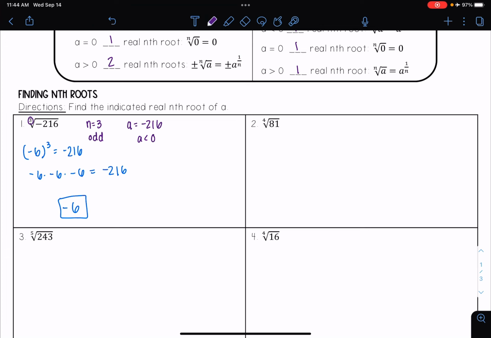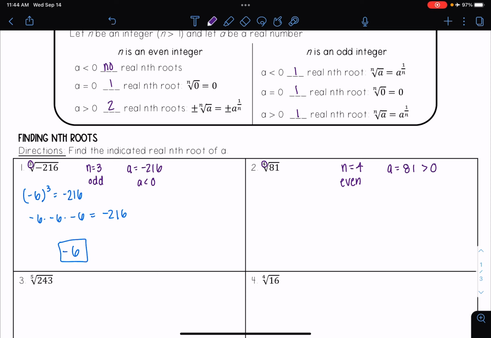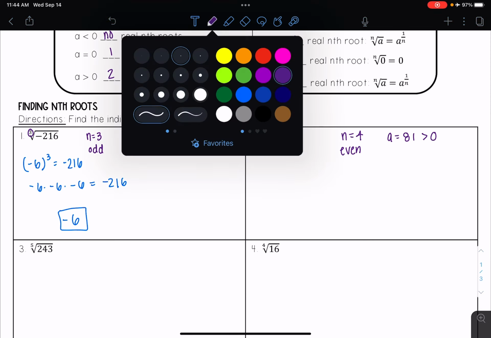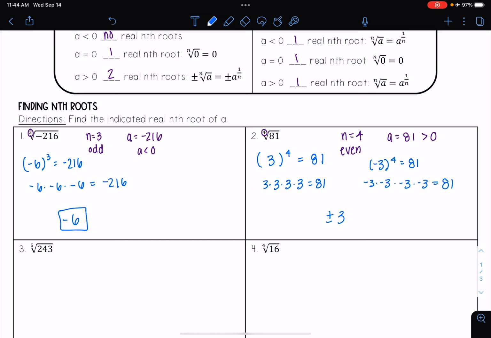Looking at this next one, I see my index here is 4, so n equals 4, which is even. And my a here is equal to 81, which is greater than 0. Looking at my table above, n is even, a is greater than 0, so I know I'm going to have two real nth roots, so I need to put that plus or minus in the front. Here I need to think, what number to the 4th power gets me 81? Well, I see that 3 to the 4th gets me 81, because 3 times 3 times 3 times 3 is equal to 81. And I also see that negative 3 to the 4th gets me 81, because negative 3 times negative 3 times negative 3 times negative 3 is equal to 81. So my answer here is plus or minus 3.